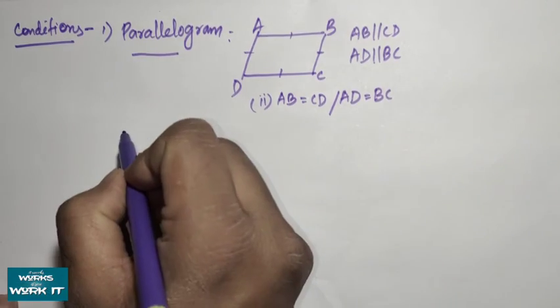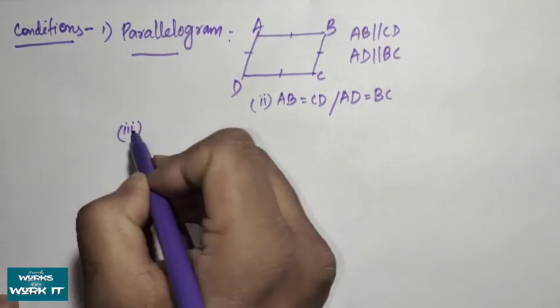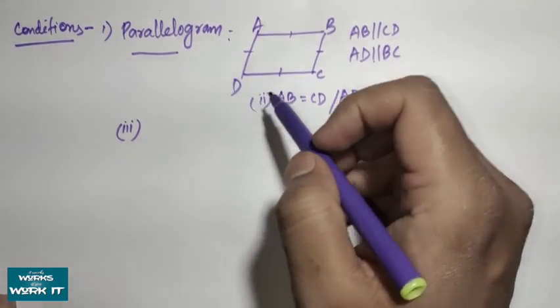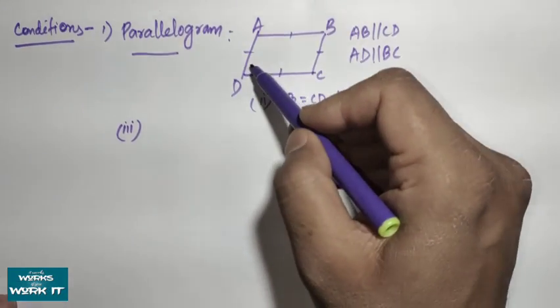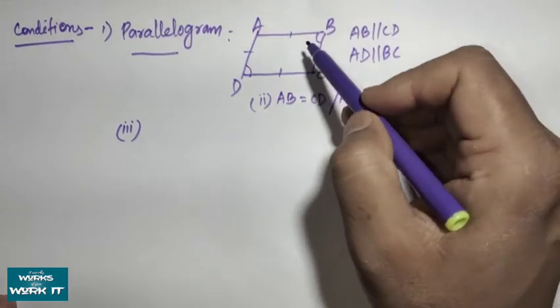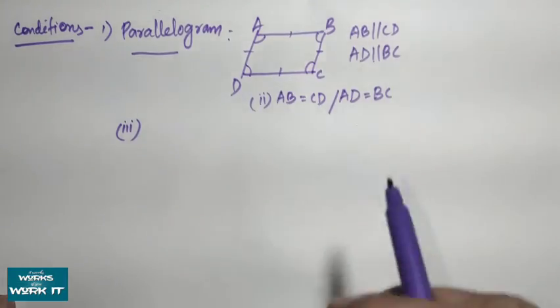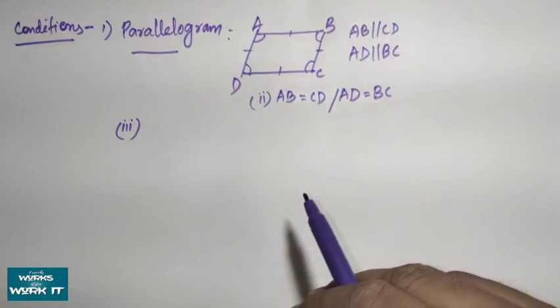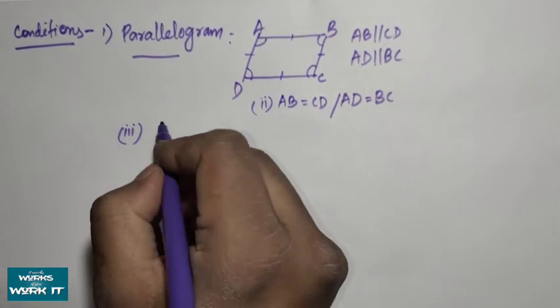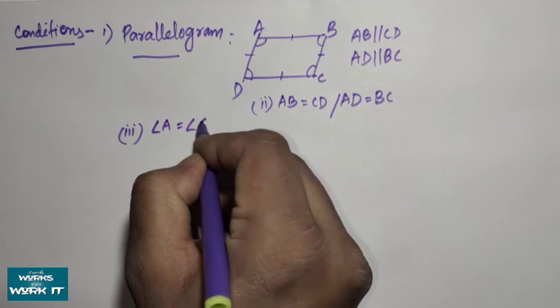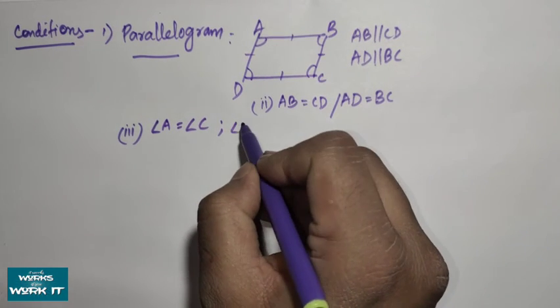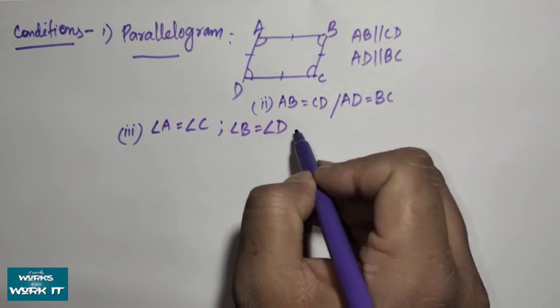Then what is the next condition we have? That is, each pair of opposite angles are equal. So this angle and this angle have to be equal. Here, if I take the opposite angles, angle A should be equal to angle C, and then angle B should be equal to angle D.